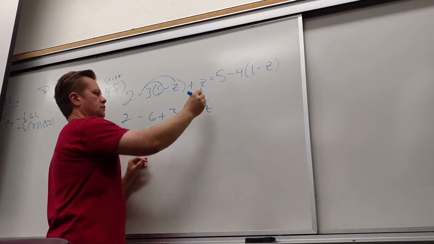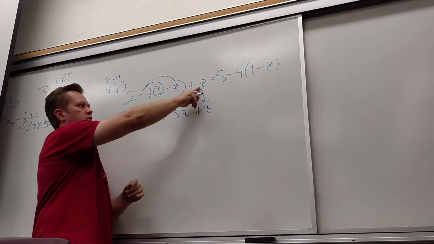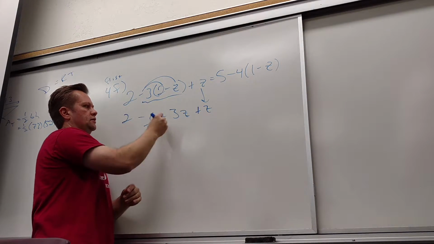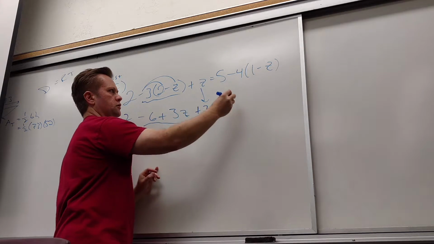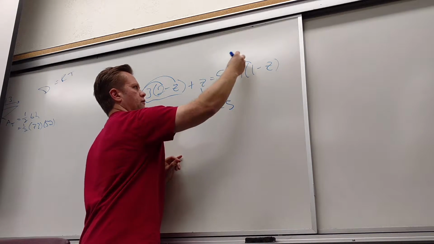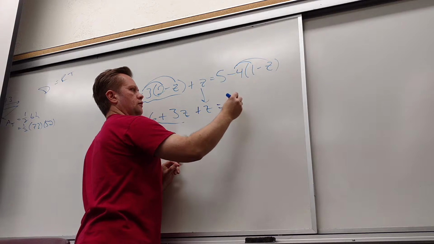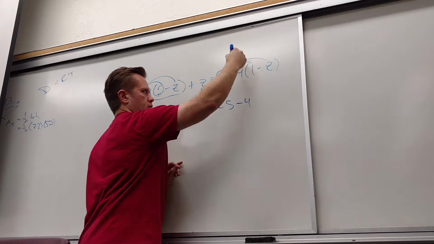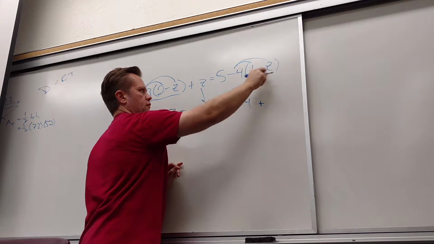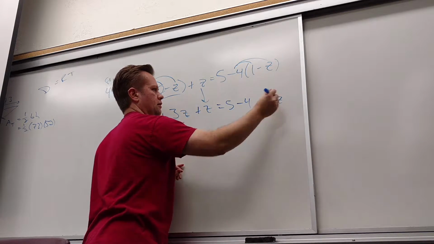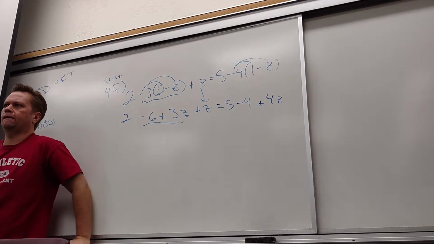Plus Z, right? So that's another mistake, people forget this poor little dude. So that's this, and then that's there. Equals 5 minus 4 plus Z, plus 4Z. All right, let me stop there.